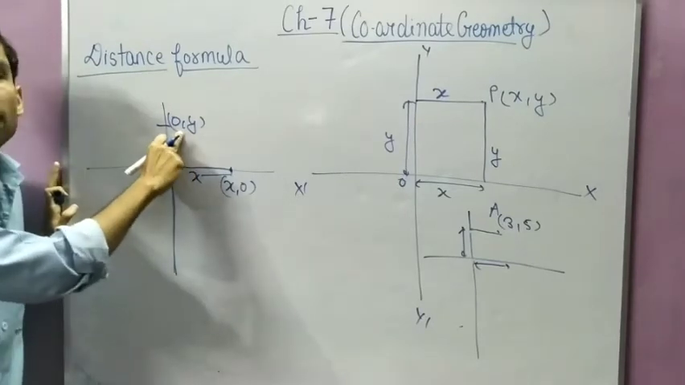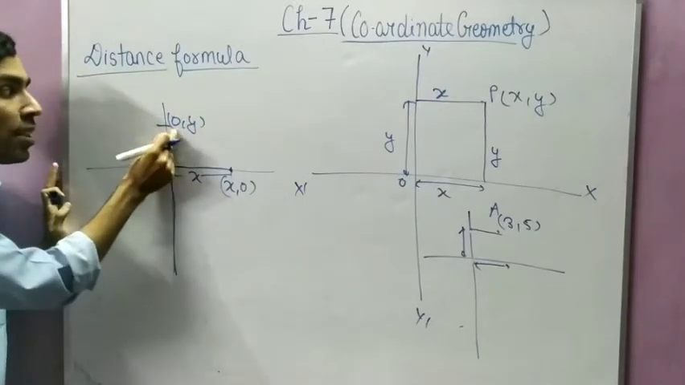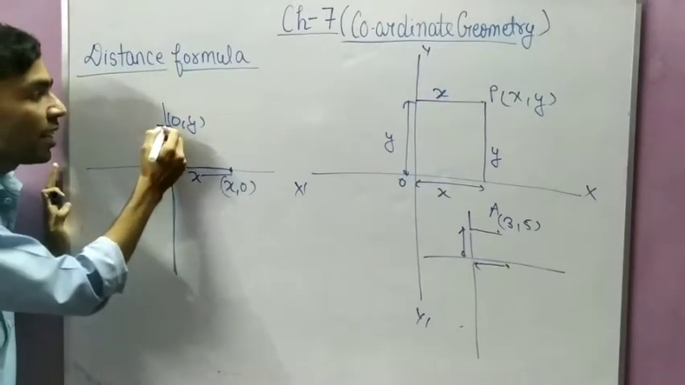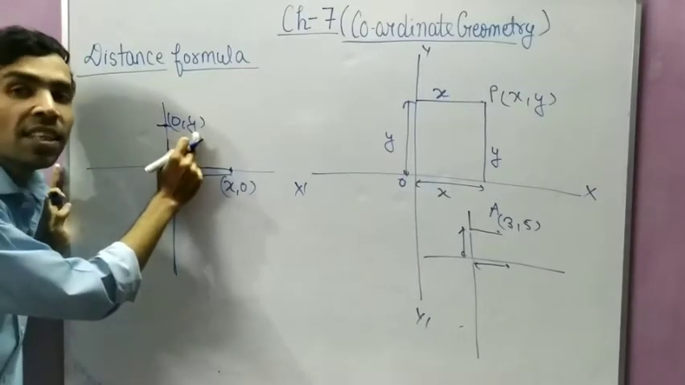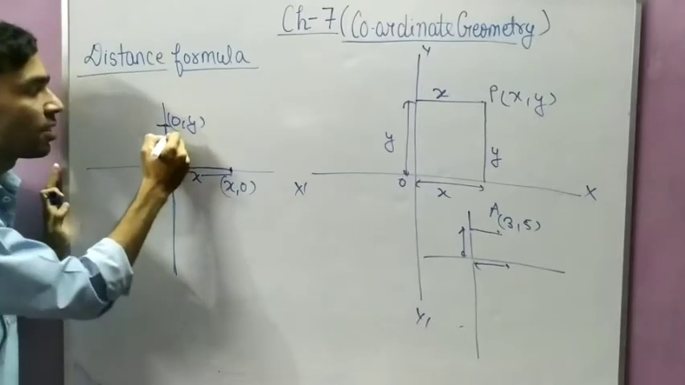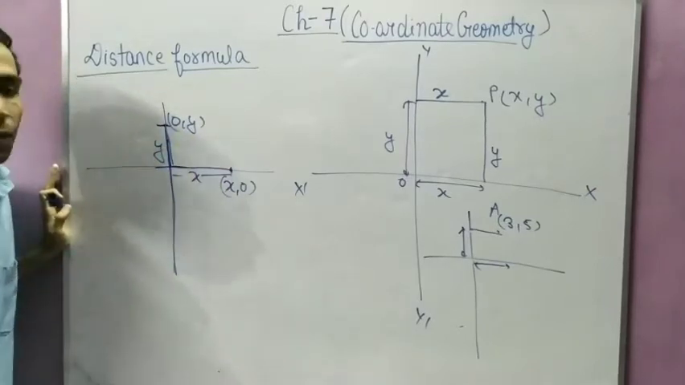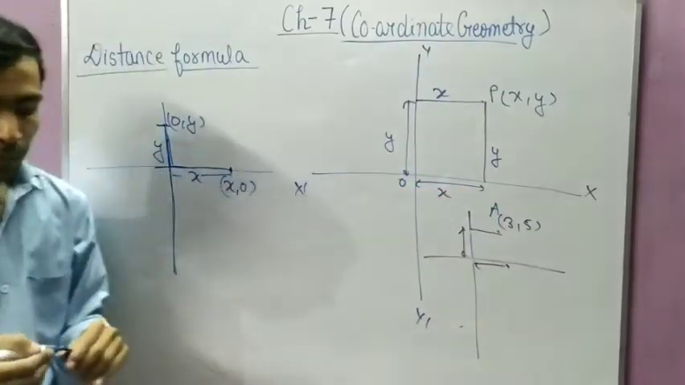Abscissa can be calculated by the distance from the y-axis, and because this point is lying on the y-axis, its abscissa is 0. And now what about y? y is the distance from the x-axis, so this is its distance, and that's why it is y. So you can understand this concept by this, okay?